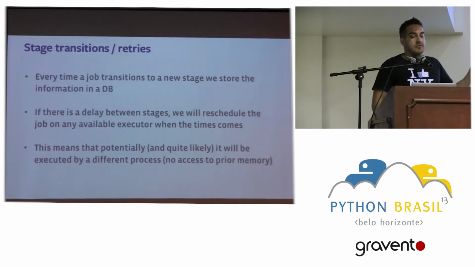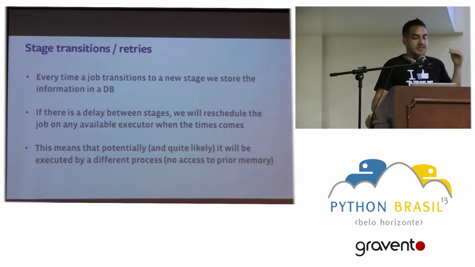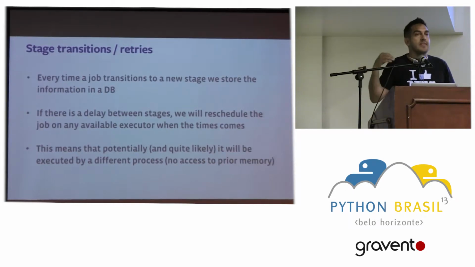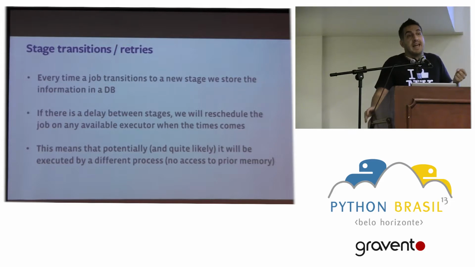So every time a job transitions to a new stage, we store this information in the database. We take a snapshot of the state of our state machine, of our job. If there is a delay between stages, we actually reschedule the job at a later time when the time to execute comes. This is important because it means that potentially, but actually quite likely, your job will be executed by a different process from the one that initially executed it, because that machine could be vanished or sent to repair.